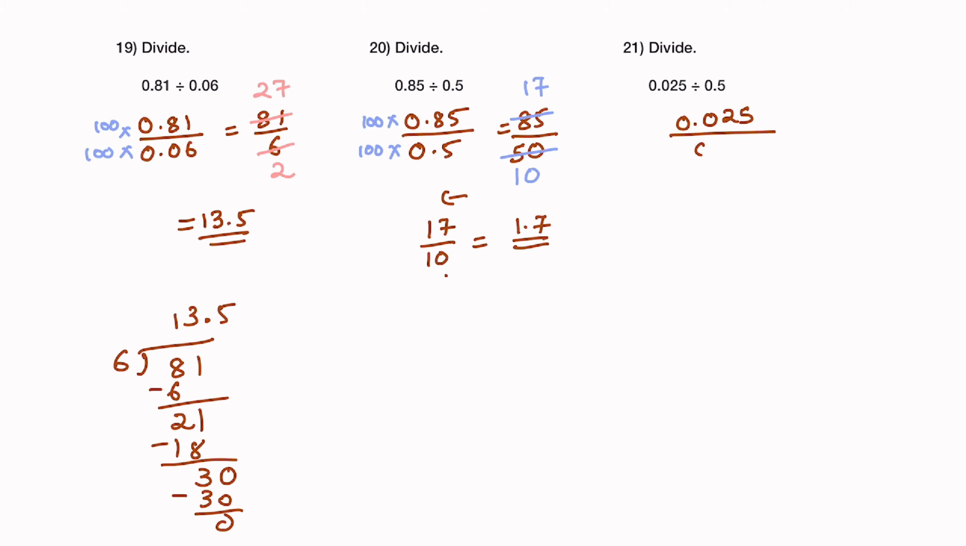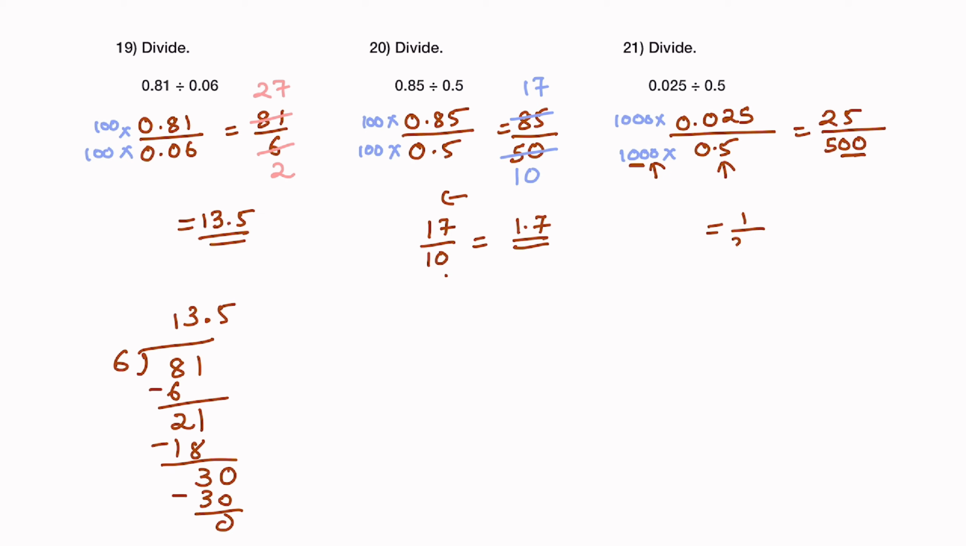0.025 upon 0.5. Look at the decimal places now. So we have 3 in the numerator. So we say times 1000. Same thing we do in the denominator. So now our numbers are 25 upon, what's upon? Will it be 5? Will it be 50? No, it's going to be 500 because it's one decimal place. So we needed this 1 0 only, but we have these 2 zeros here. So we put those 2 zeros here. Okay?